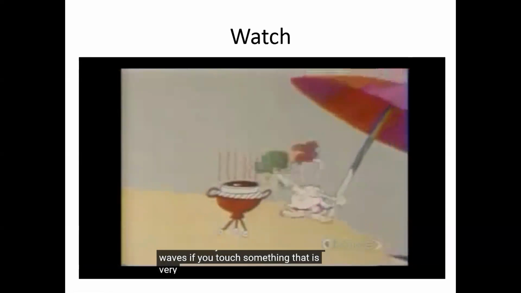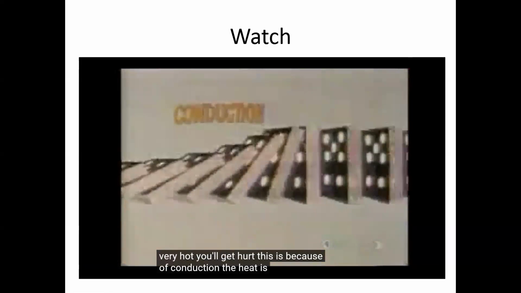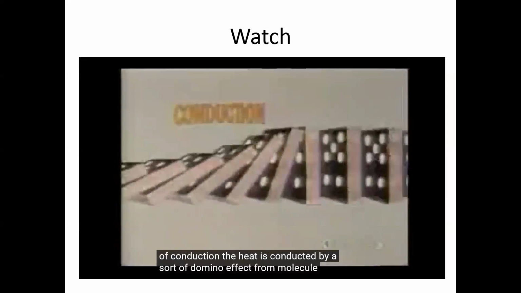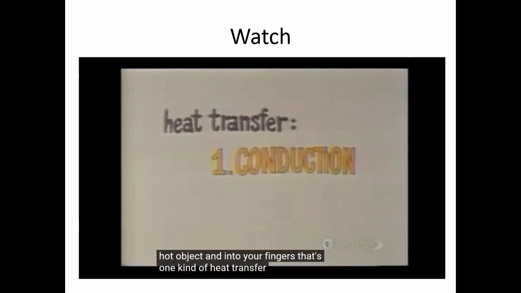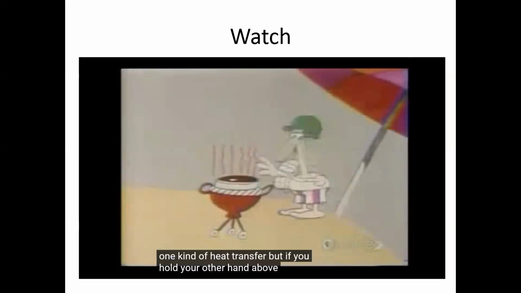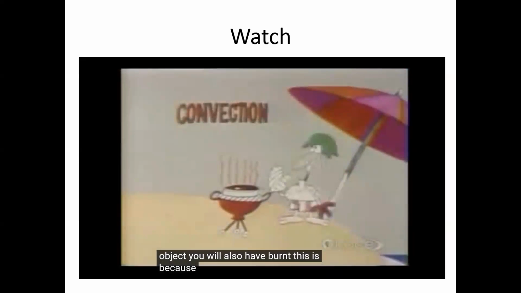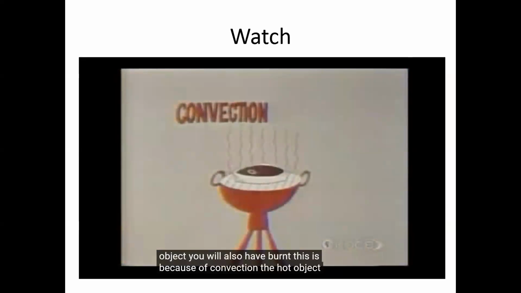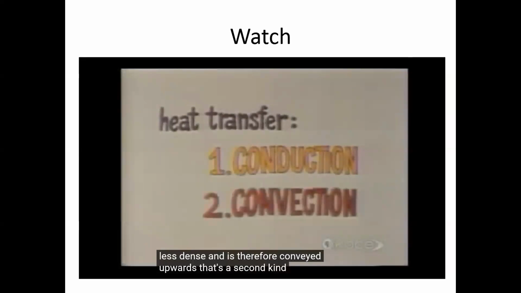If you touch something that is very hot, you'll get burnt. This is because of conduction. The heat is conducted by a sort of domino effect from molecule to molecule, or from atom to atom, along the hot object and into your fingers. That's one kind of heat transfer. But if you hold your other hand above the same hot object, you will also get burnt. This is because of convection. The hot object causes the molecules of air above it to speed up. The hot air expands and becomes less dense, and is therefore conveyed upwards. That's a second kind of heat transfer.